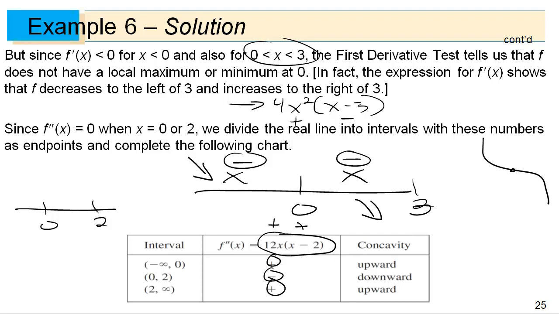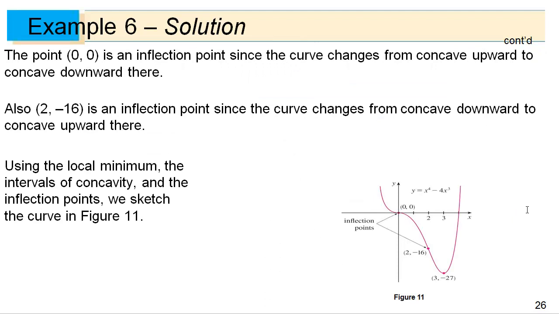So we can see concave up, concave down, concave up. Here's that concave up, concave down that happened at 0, right? And then at 2, it goes from concave down to concave up. So there must be some other inflection point over here somewhere at 2. And in fact, if we look at the graph, there are our two inflection points, right? Concave up to concave down to concave up, and then here's that one minimum that we found from the first derivative test.